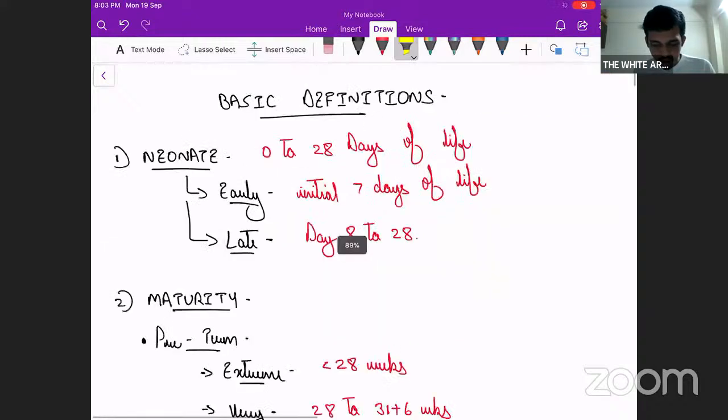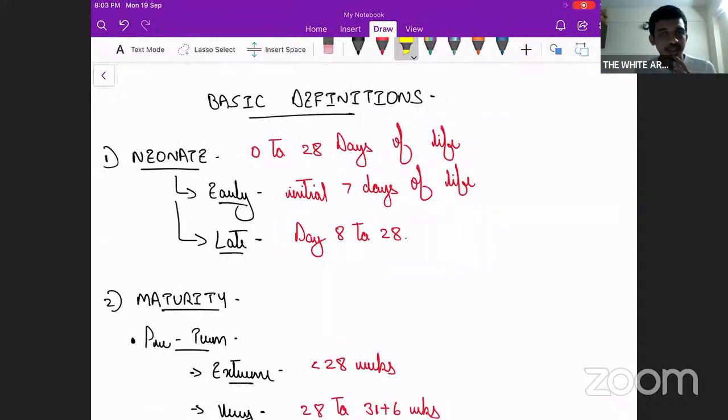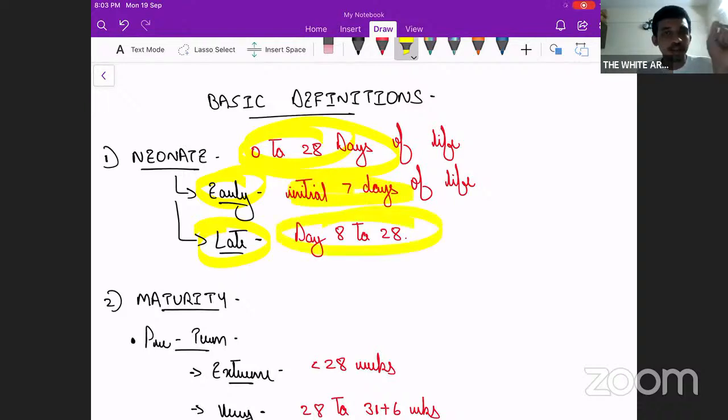Fine. So to get started, let's see some of the basic definitions that we need to know. To start with, what is a neonate? A neonate accounts for the first 28 days of life, that is 0 to 28 days, as we all know. In that, there is early and late. We can divide it into early neonate and late neonate. Early neonate includes the initial 7 days of life, and late neonate includes day 8 to day 28.